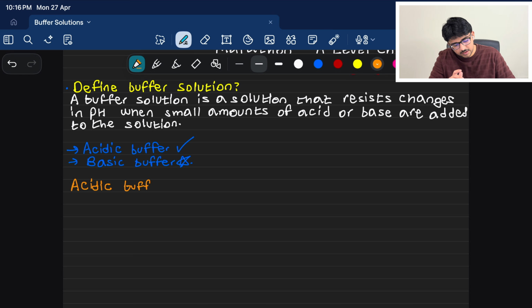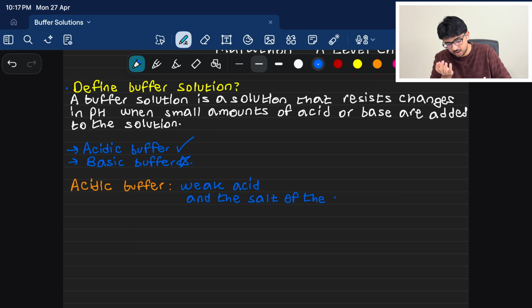How do we actually create the solution? As in, what are the compounds that are present in the solution? Whenever you talk about an acidic buffer, it is a mixture of a weak acid and the salt of the weak acid. So let's first understand what a weak acid is. Now, most of you would know this. For those who don't know, a weak acid is an acid which partially ionizes when in aqueous solution.